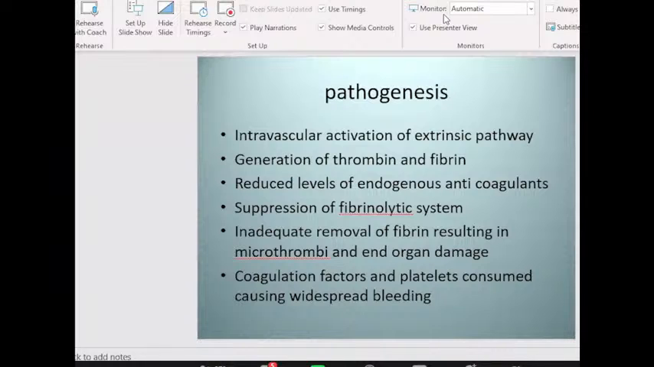So with massive transfusion, we need to replace the coagulation factors. We also need to give them platelets.